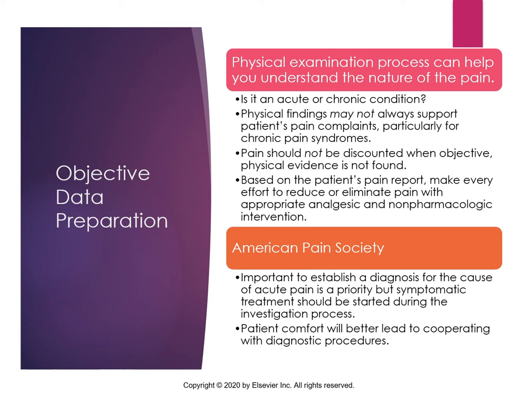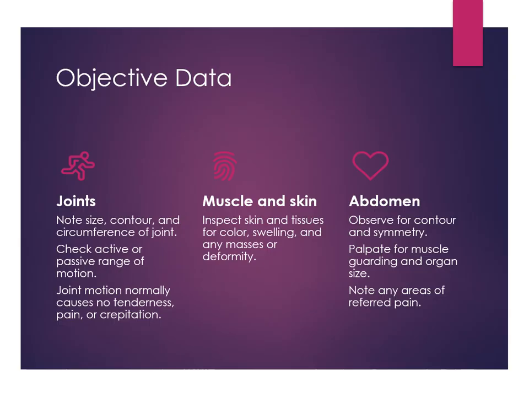According to the American Pain Society, it is important to establish a diagnosis for the cause of acute pain, but symptomatic treatment should be started during the investigation process and should not be hindered. Objective data may include joint abnormalities, muscle and skin discolorations, swelling, masses, or muscle guarding.